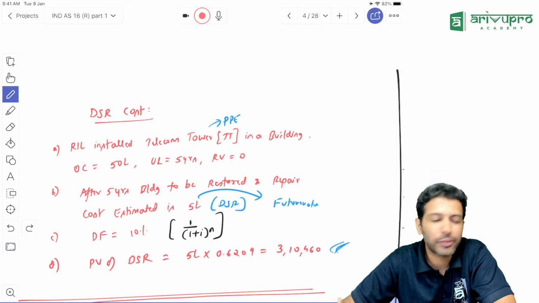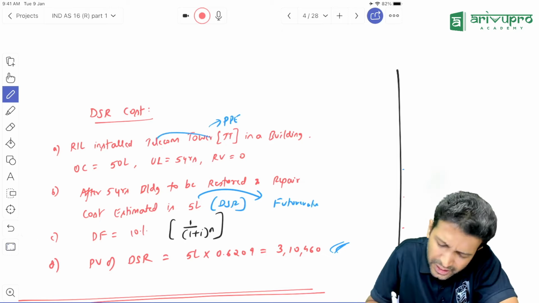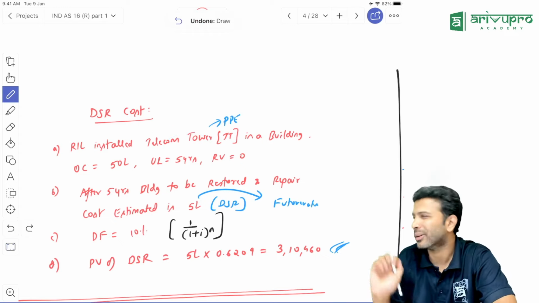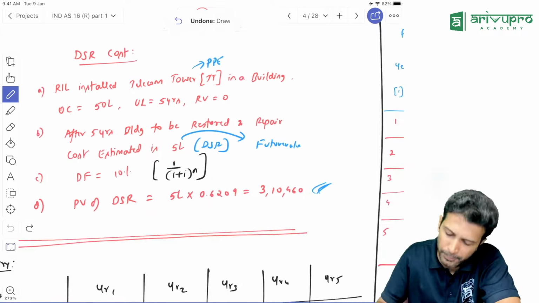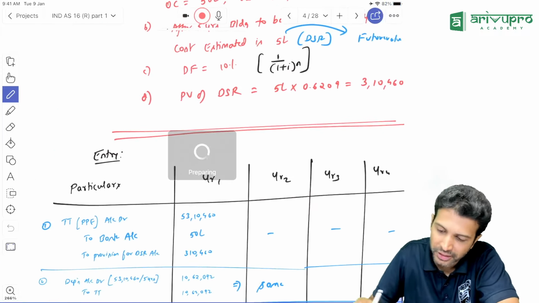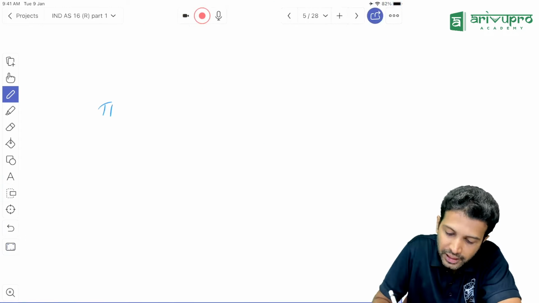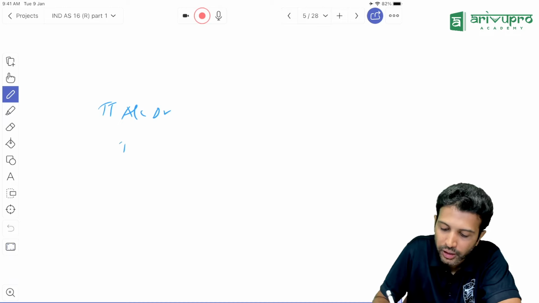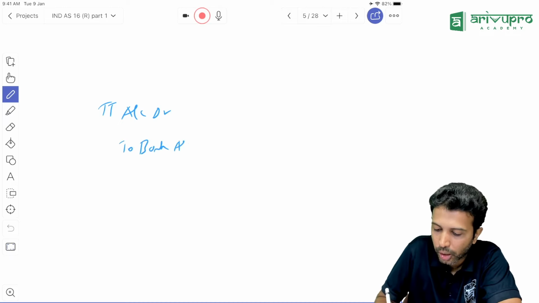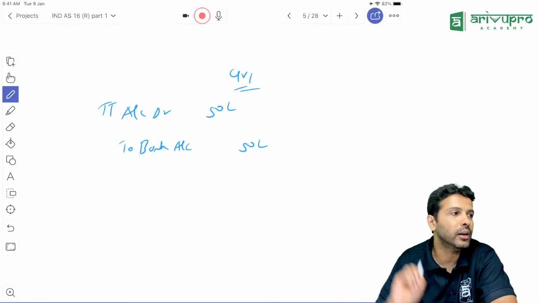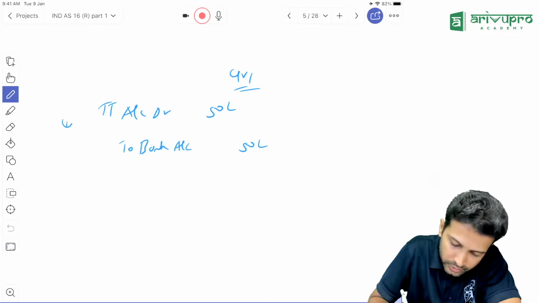So tell me the entry for this, sir. First for the telecom tower. Reliance purchased this telecom tower by paying 50 lakh rupees. So what is the entry? PPE account debit. We will write telecom tower, that is PPE, to bank account, 50 lakh. This will be passed in which year? Year 1. Done.